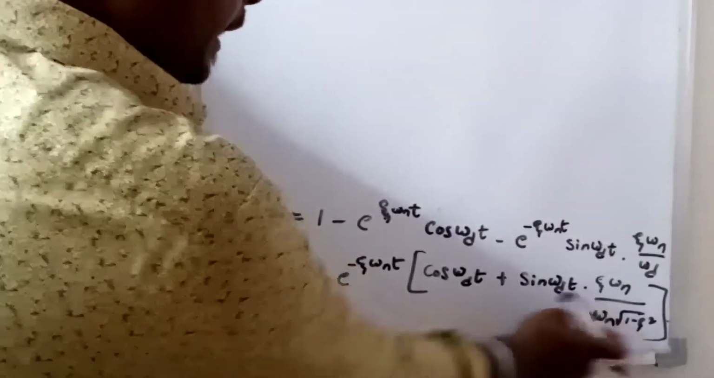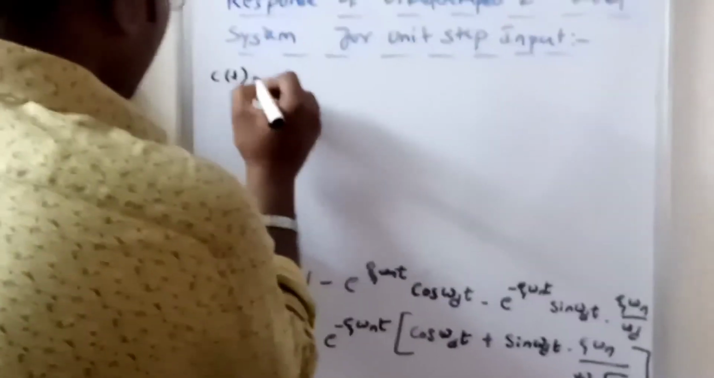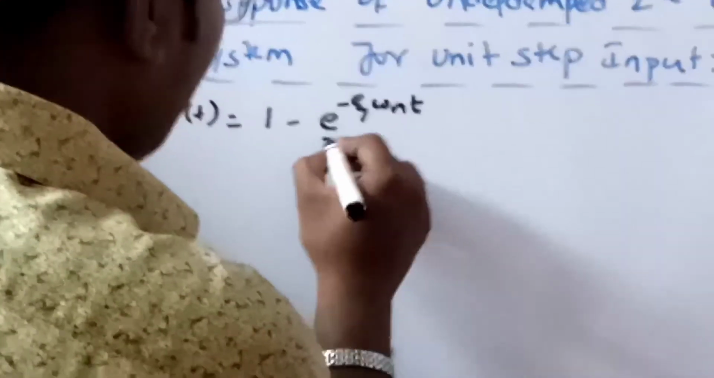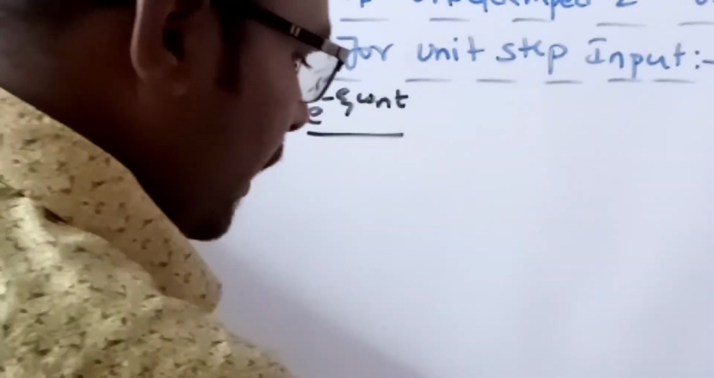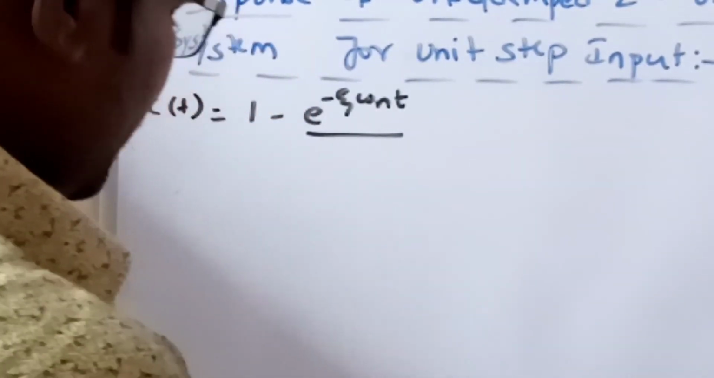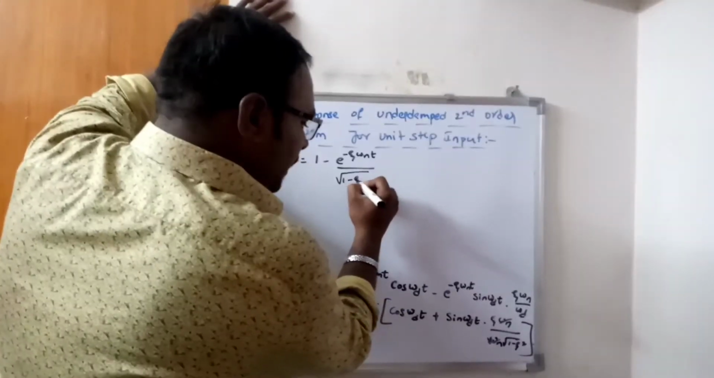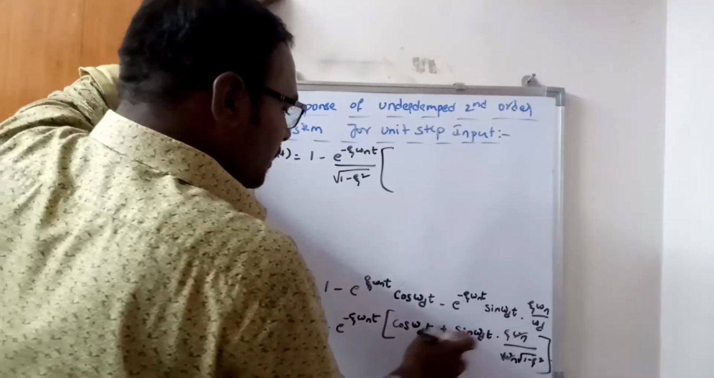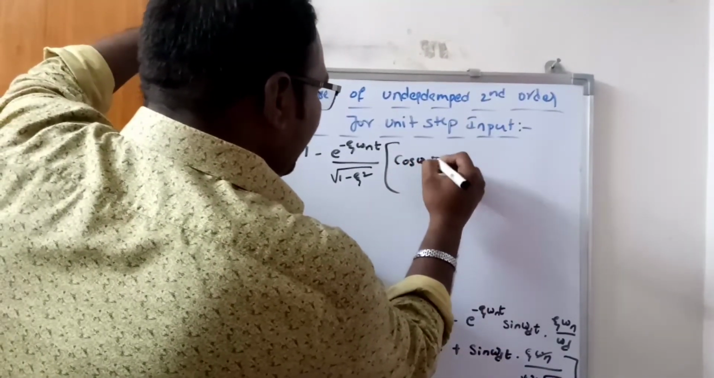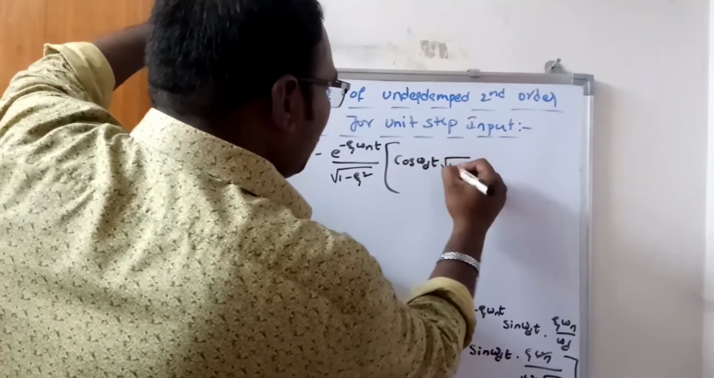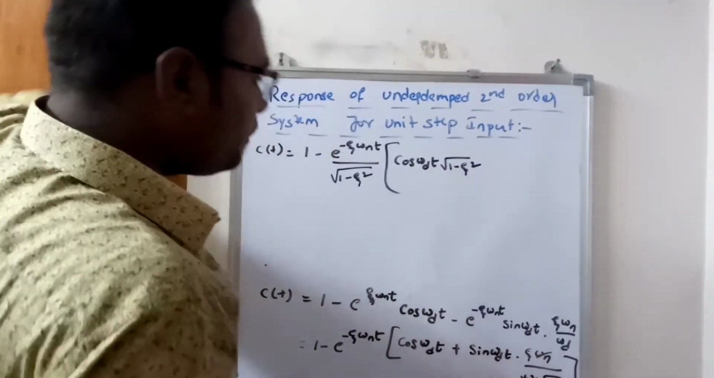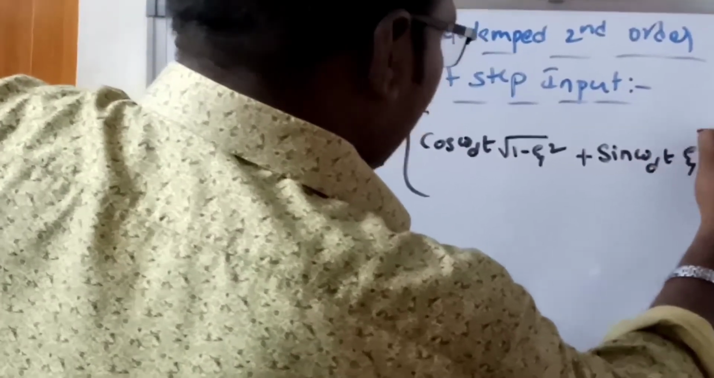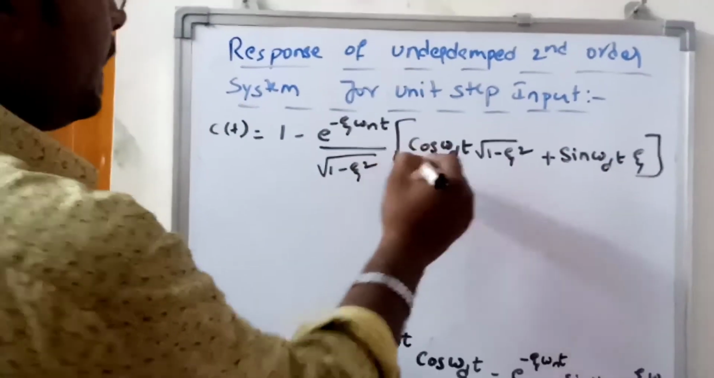Now we are going to take the LCM of this. What happens? c of t is equal to 1 minus e power minus zeta omega n t by, when this omega n gets cancelled, and taking LCM, square root of 1 minus zeta square. After LCM, we can take this common, and what happens here? This term becomes cos omega d t into square root of 1 minus zeta square plus sin omega d t into zeta. The term will become like this.